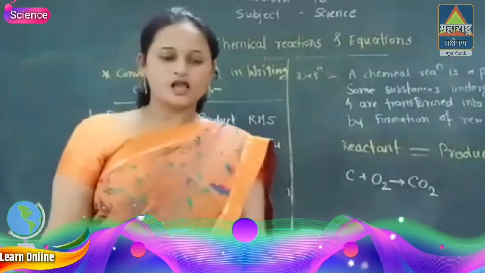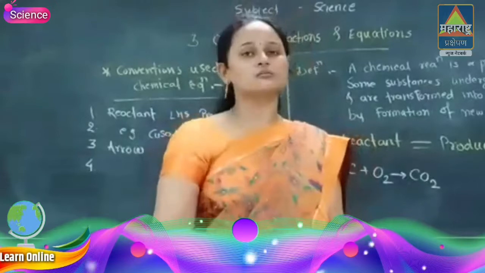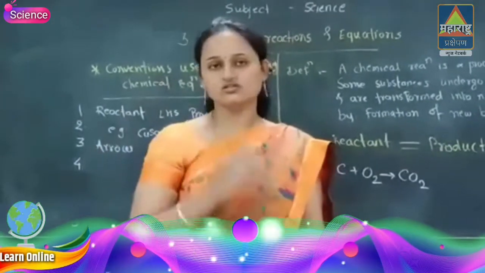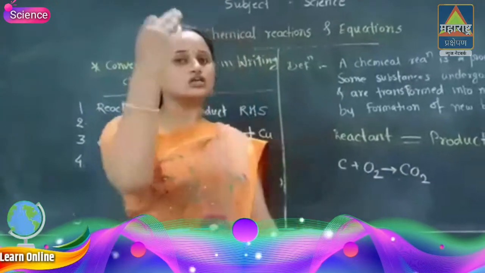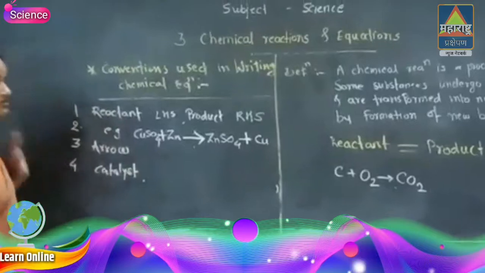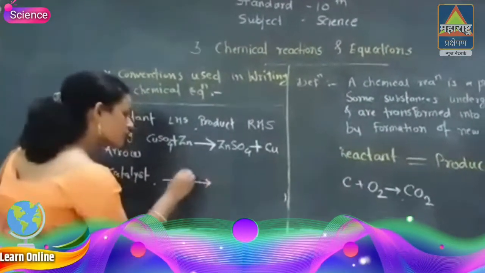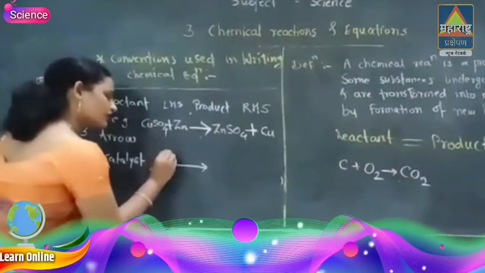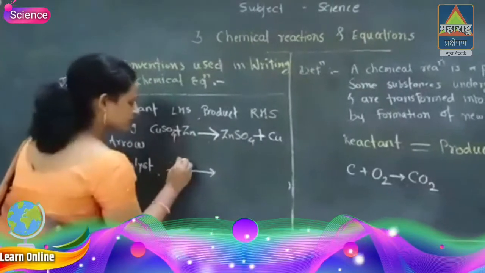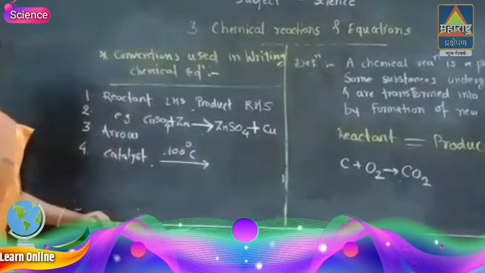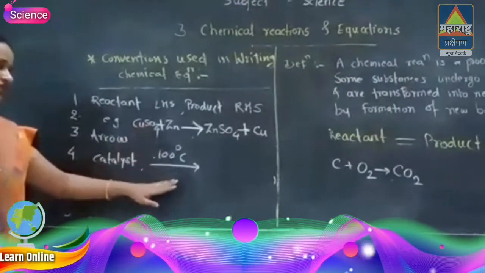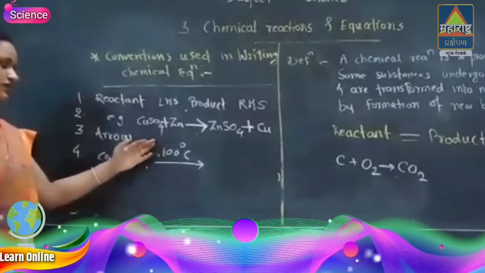Now, fourth convention: conditions like temperature, pressure, heat, or some catalyst used in the chemical reaction, all these conditions and catalysts are always written above the arrow. If we give heat, we can use that type of symbol. If we use some temperature in the chemical reaction, we can use 100 degrees Celsius or whatever temperature, and write it above the arrow. Remember that the catalyst or conditions used in a chemical reaction are always written above the arrow.